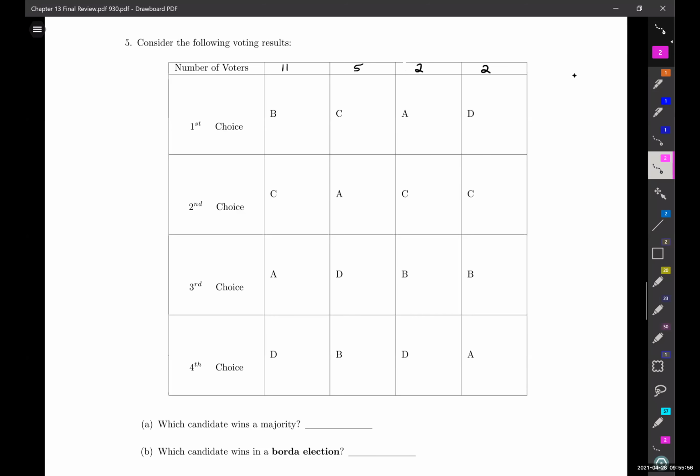Now for this next problem, if y'all would think about which candidate wins a majority, answer that question. And then when you've done that, run a Borda election calculation here as well. And then record who would win in a majority election, and who would win in a Borda election.